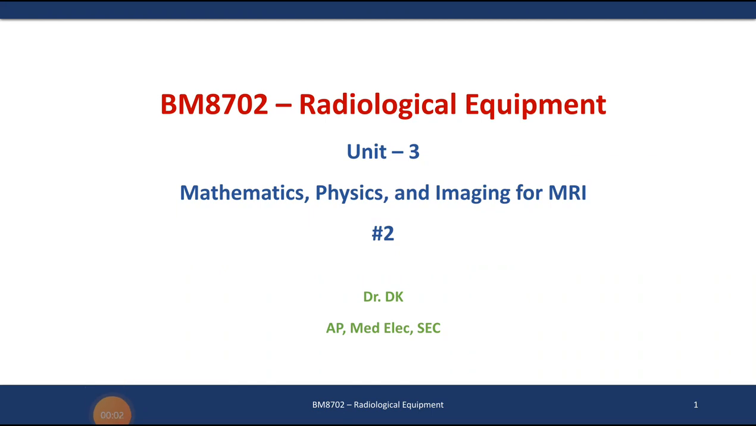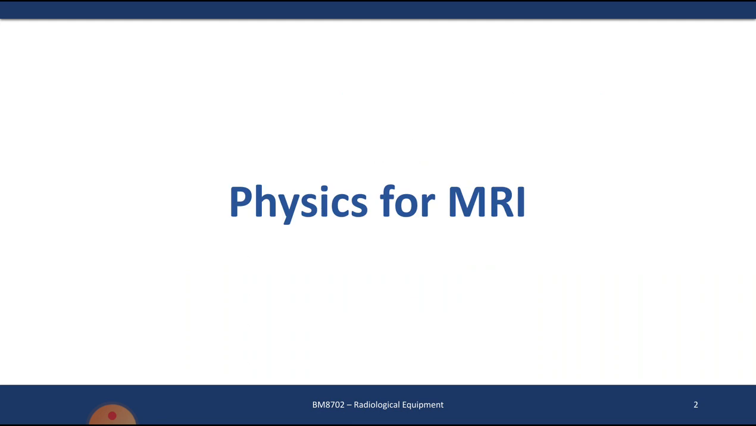Hello everyone. So this is the second lecture in this topic, which is mathematics, physics and imaging for MRI. Basically we are trying to understand the important terms and the important principles that are required to understand magnetic resonance imaging. In the previous lecture we looked at the mathematics of MRI. In this lecture we look at the physics knowledge which is required for MRI systems.